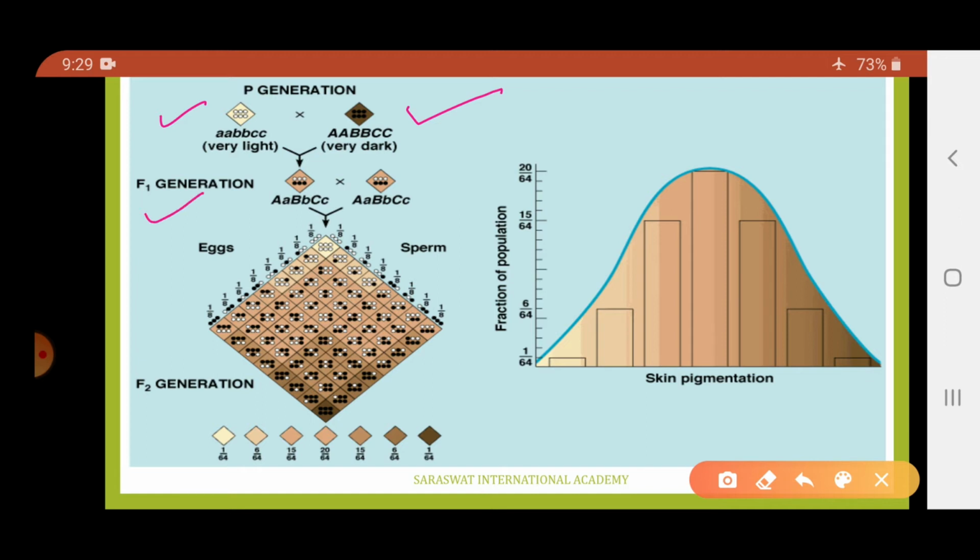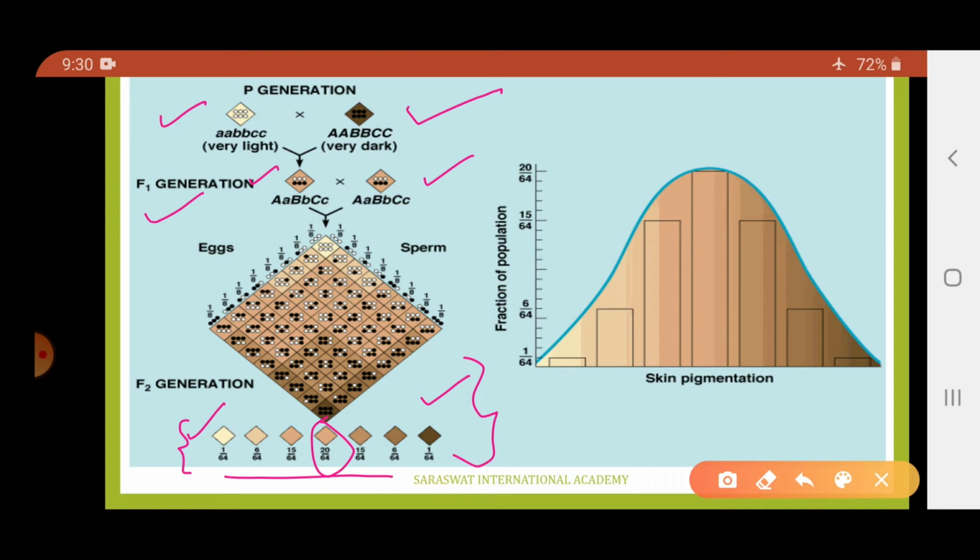Now the F1 generation, what was the F1 generation? Intermediate condition. See this diagram students, here 3 genes are recessive genes which are unshaded, and 3 genes are dominant genes which are shaded black. It means they produce the melanin pigment. Now when we produce the gametes, you can see that some of them are shaded, some of them are not shaded. These are the phenotypes. One is extremely light, one is extremely dark, 20 are of intermediate condition, and then the other conditions, right?